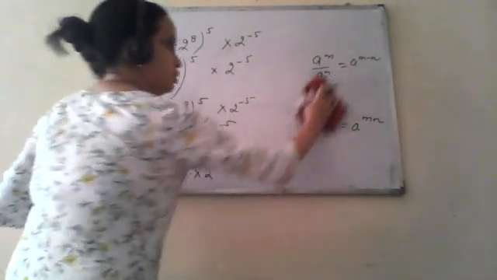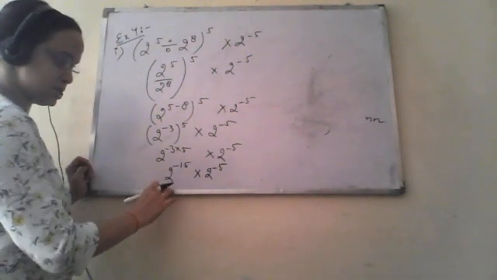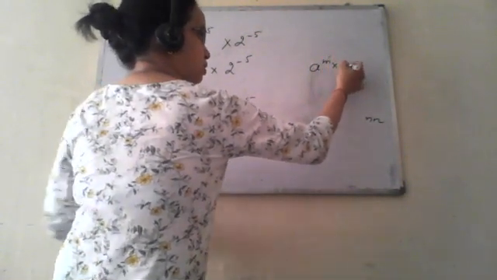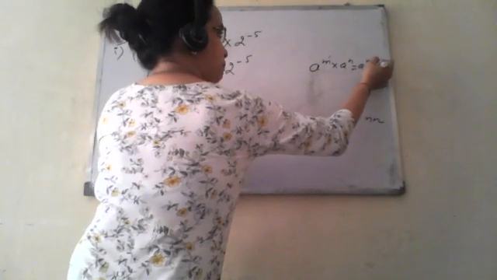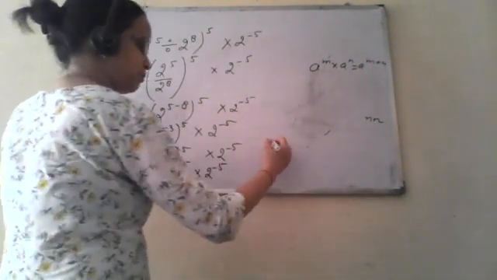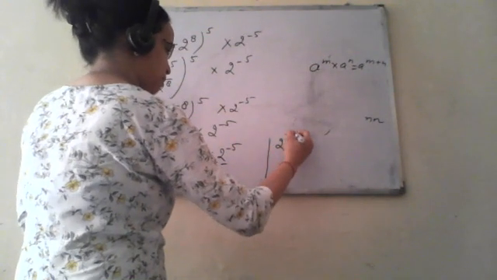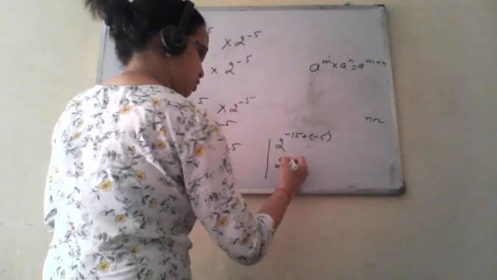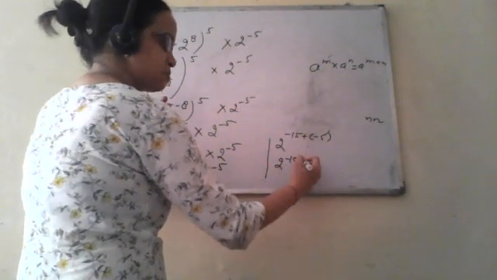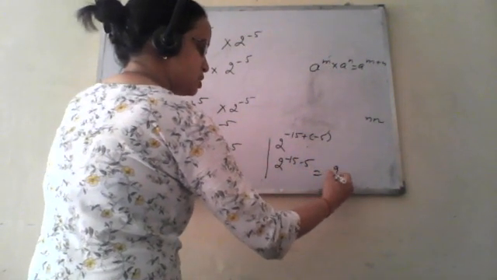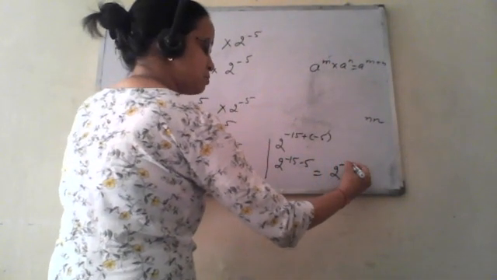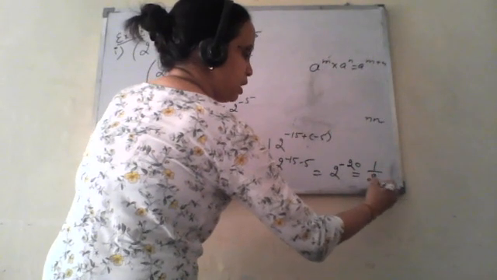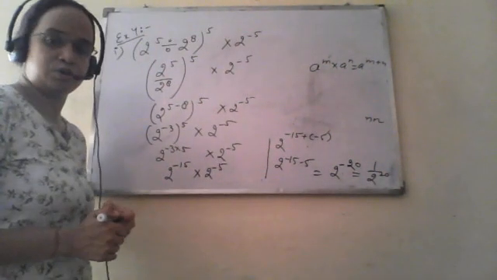Clear? Now again the bases are same, so their powers will add up, like a to the power m into a to the power n is a to the power m plus n. Now what will it become? 2 to the power minus 15 plus minus 5. So the answer is minus 15 minus 5, which is 2 to the power minus 20, or it can be written as 1 upon 2 to the power 20. Okay, so this is clear.